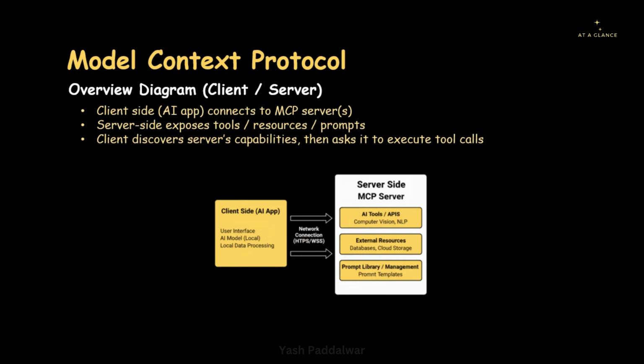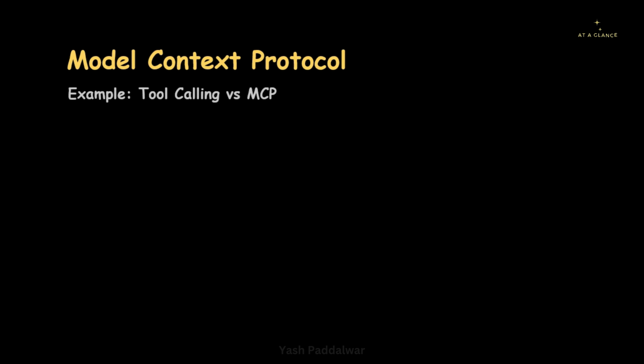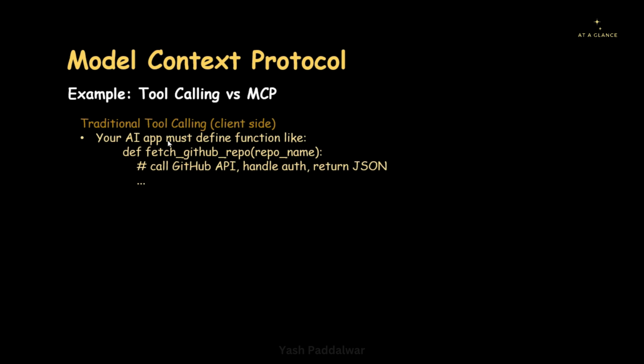Now we'll be looking into a simple example which will clear out every single difference between normal tool calling and using the MCP protocol. What exactly is the difference between them? Let's see through an example. Traditionally, how was tool calling happening at the client side? Client side means at the AI application, or I would say the chatbot side. Your AI app must define a function, whatever tool you want to define. Your AI app, or the client, must include the function definition. For example, I have defined a simple function, fetch GitHub repo.